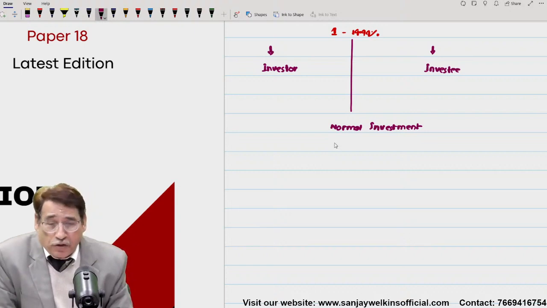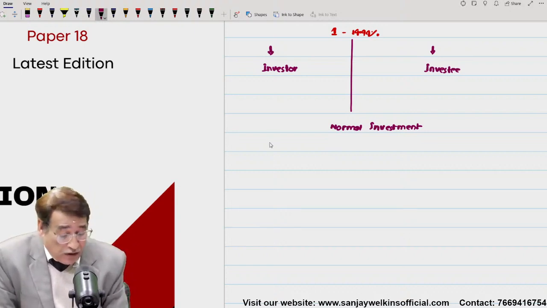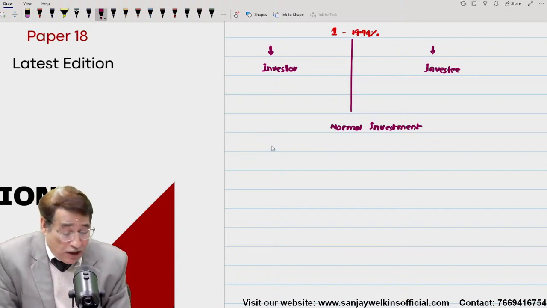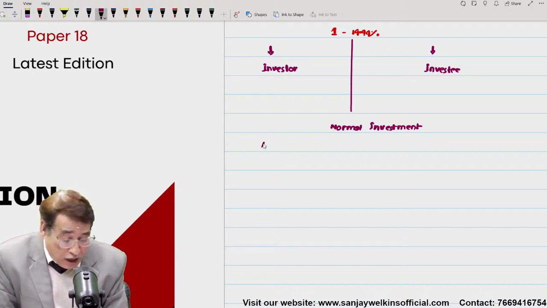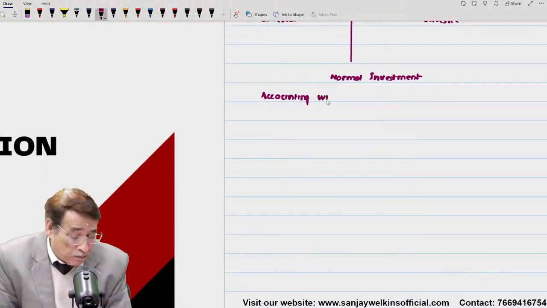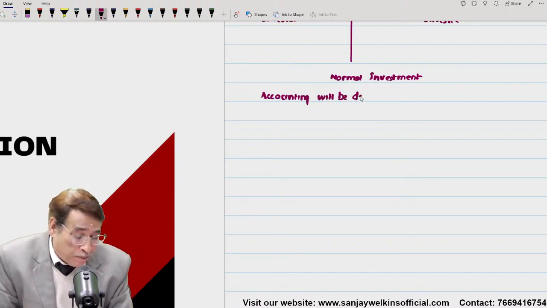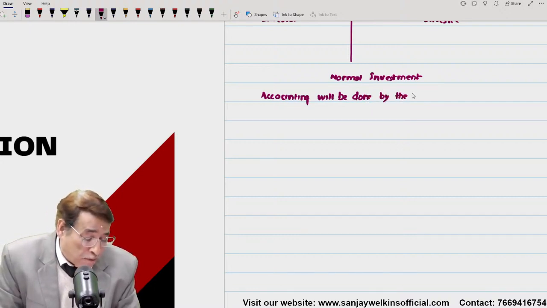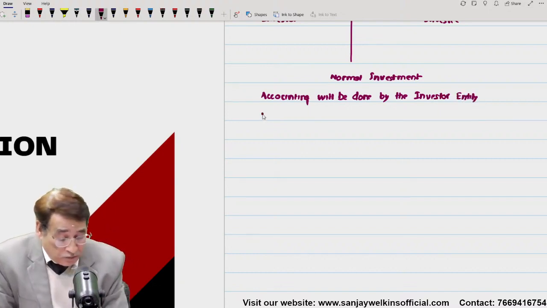In this case, as a professional student, you need to understand that the investor will account the investment which it has made in the other entity in its separate financial statement only. Accounting will be done by the investor entity, because the investor has invested in the other entity. The investor entity is E1.